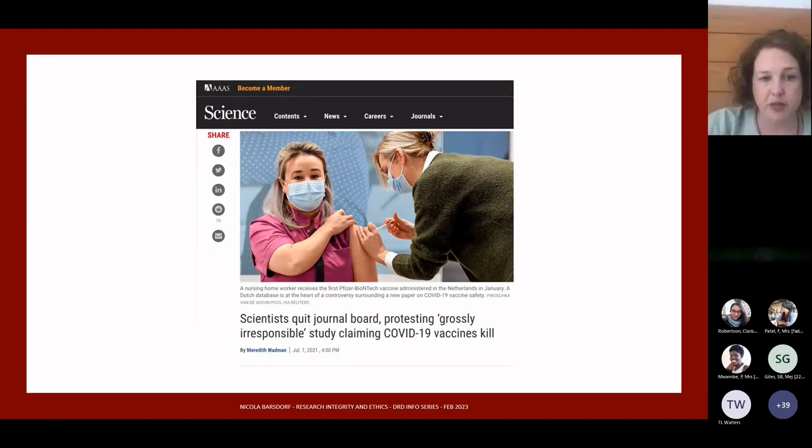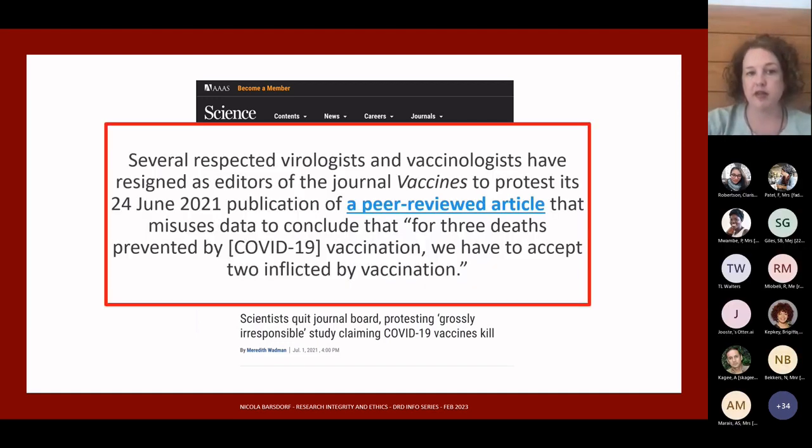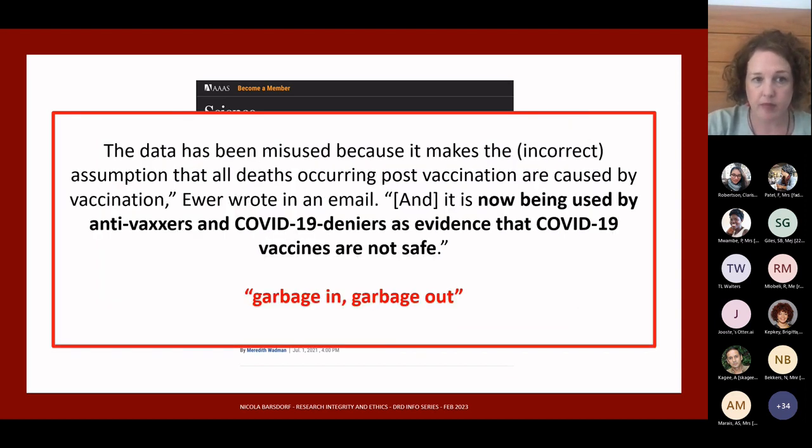So you might remember back in 2021, there was a big uproar and quite a few scientists quit the journal board of the journal Vaccines protesting a grossly irresponsible study claiming that COVID-19 vaccines kill. And there were several respected virologists and vaccinologists that resigned as editors of the journal to protest the publication because they believed that data was misused. To conclude that for 3 deaths prevented by the vaccine, we had to accept 2 inflicted by the vaccine.